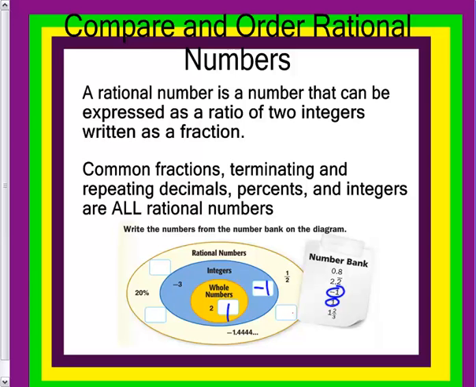And then we go to our rational numbers, which include integers and whole numbers, as well as fractions, terminating and repeating decimals, and percents. So the rest that are in our number bank are rational numbers. So 0.8 or 8/10 would be a rational number, 2.2 repeating, and 1 2/3 are all rational numbers.